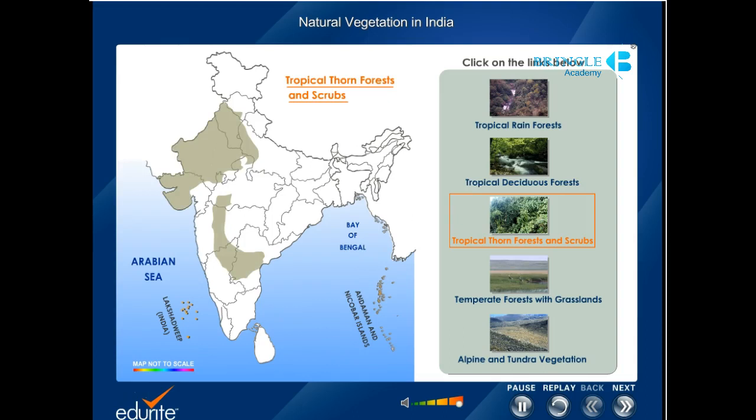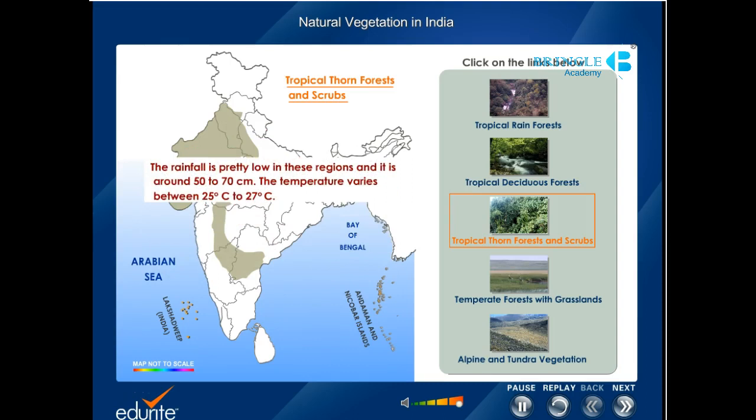Tropical thorn forests and scrubs. These forests are mainly found in the northwestern part of the country, including semi-arid areas of Gujarat, Rajasthan, Madhya Pradesh, Haryana and Uttar Pradesh. The rainfall is pretty low in these regions and it is around 50 to 70 centimeters. The temperature varies between 25 degrees to 27 degrees Celsius.